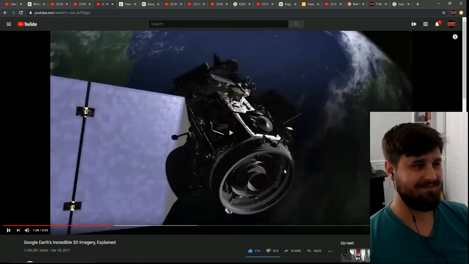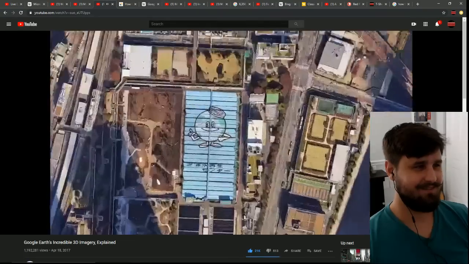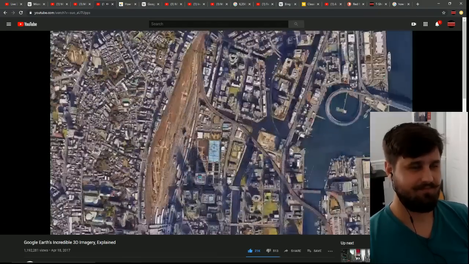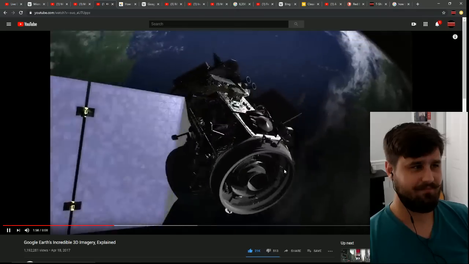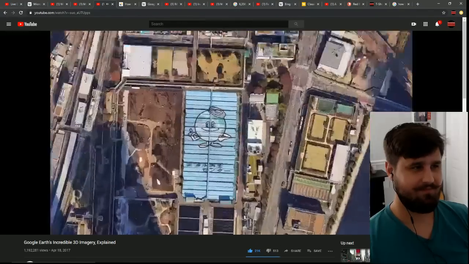Oh, wait, one more time. And satellites give you the global views, and that's all 2D imagery that's wrapped around the globe. And satellites give you the global views, and that's all 2D imagery that's wrapped around the globe. And satellites give you the global views, and that's all 2D imagery that's wrapped around the globe.